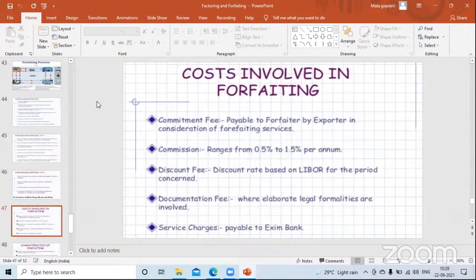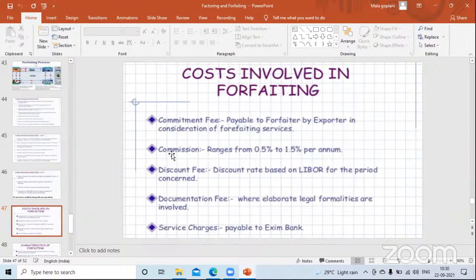Now, cost involved in forfeiting. Remember, we studied this in factoring too, the charges involved in factoring. So same thing again, cost involved in forfeiting. So what are the charges involved? If I take the forfeiting services, what types of charges do I have to pay to the forfeiter? Let's see. Commitment fees. Commitment fees has to be paid to the forfeiter by the exporter. That means suppose I am the exporter and you are the forfeiter, I will have to pay you commitment fees, because you are giving me services, right?